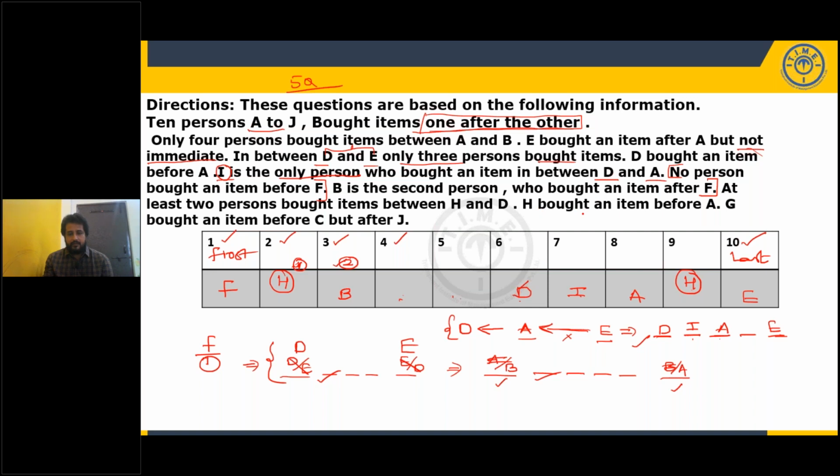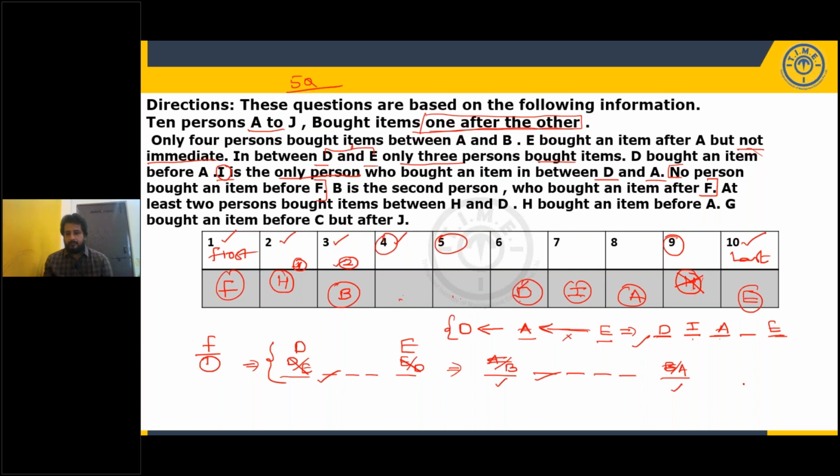But immediately it is given H bought an item before A. When H bought an item before A, this is ruled out, because here H bought item after A. So this is ruled out. Now F, H, B, D, I, A, E are fixed, and we have three positions: fourth position, fifth position, and ninth position. What is the last clue?